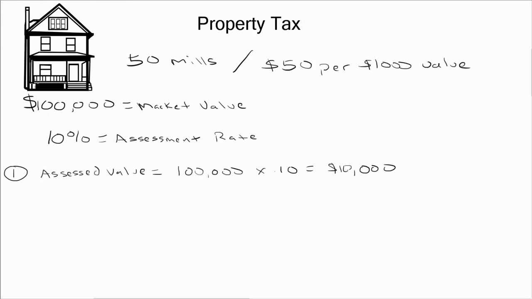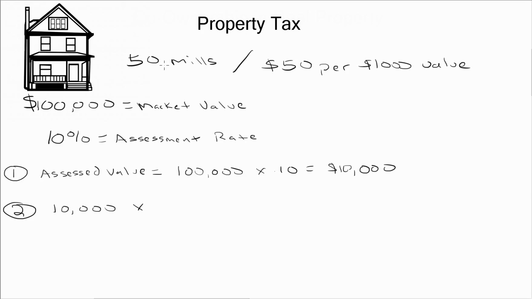In other words, 50 mills is per 1,000. However many thousands your assessed value is, that's what your ultimate tax bill is going to be. So step 2 of property tax, quite simply, is to take your assessed value, which here is $10,000, and multiply it by your tax rate, which is 50 mills. The easiest way to do this is to turn mills, or the mill rate, the tax rate, into a decimal, so you can simply punch it into your calculator.